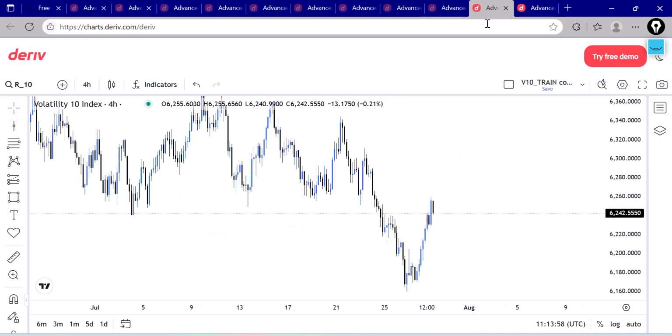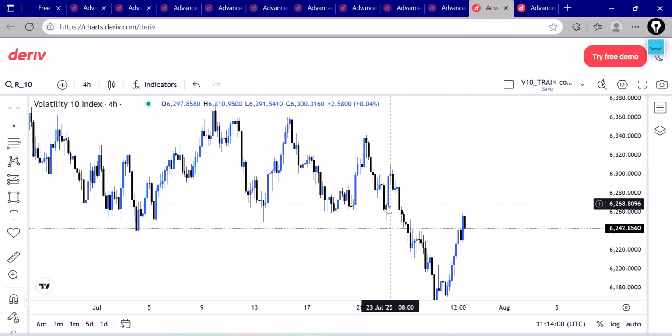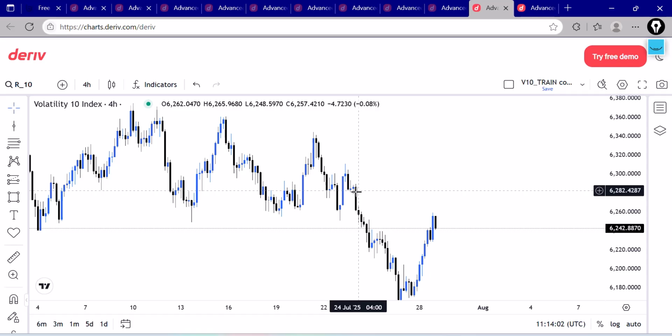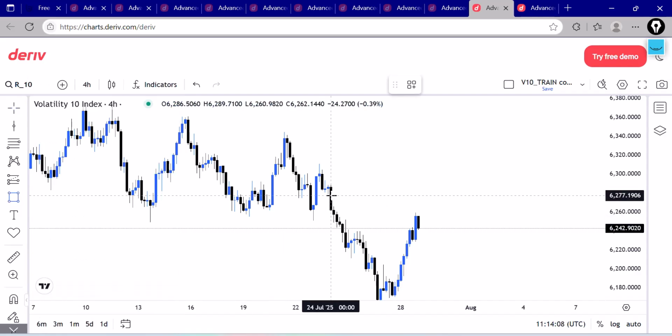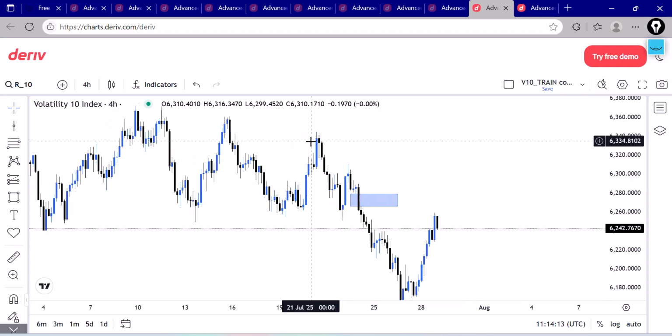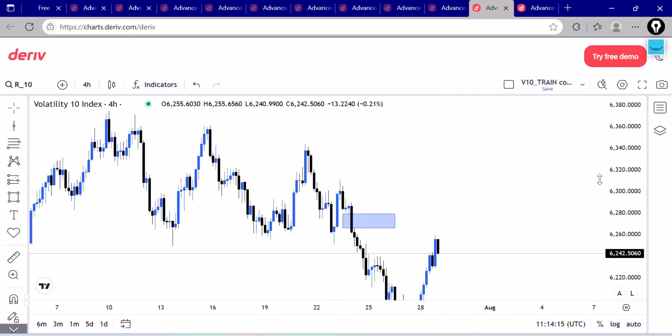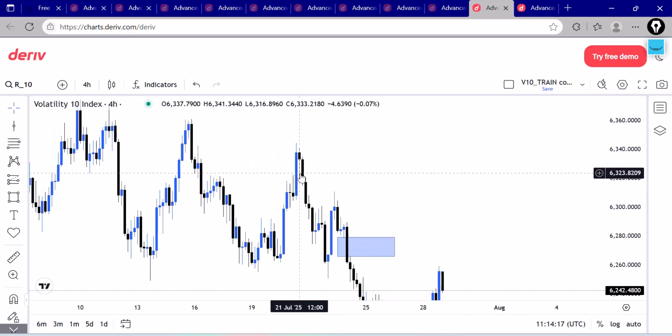So if we come to the chart, this is an example of an imbalance. We have 1, 2, and 3 candle. So this gap here is what we call an imbalance. Okay, let's look at another example. So we have this 1, 2, 3 candle.